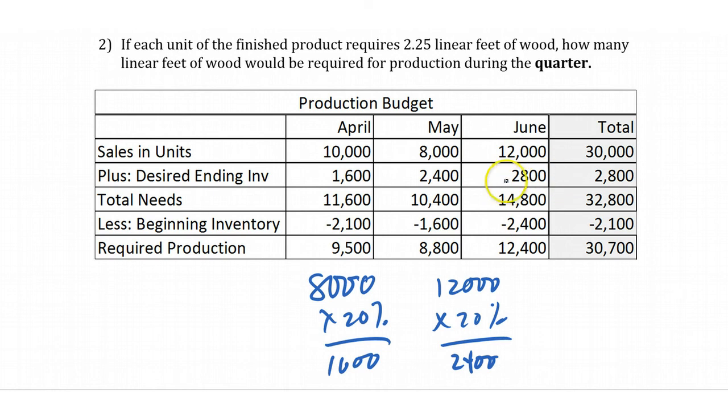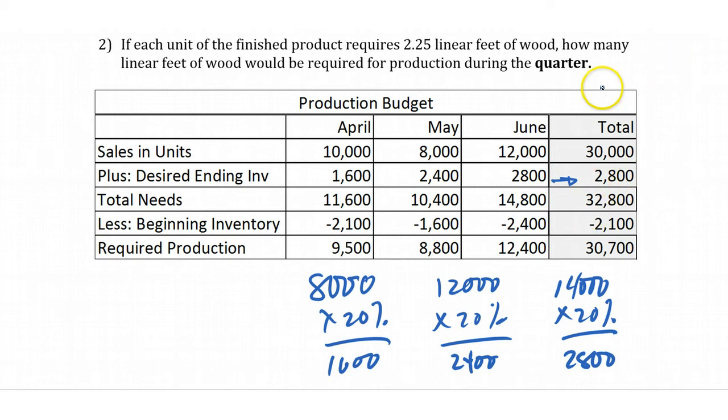And now for June, you need the July sales. The July sales were 14,000 times 20%, and that gives us 2,800. And that 2,800, the ending inventory on June 30th, becomes the ending inventory for the quarter.